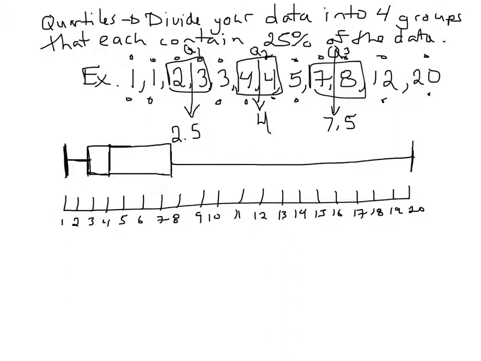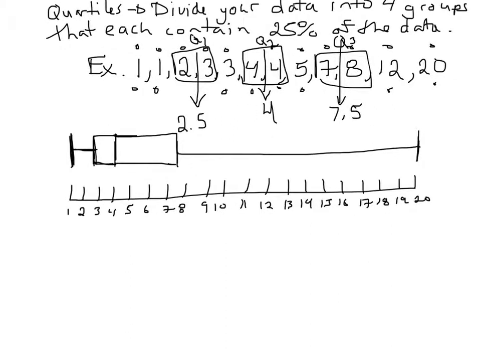And like I said, even though each of those boxes is a different size, they each contain 25% of my numbers. So 25% of my numbers fall between 1 and 2.5. 25% fall between 2.5 and 4. 25% fall from 4 to 7.5, and 25% from 7.5 all the way up to 20.